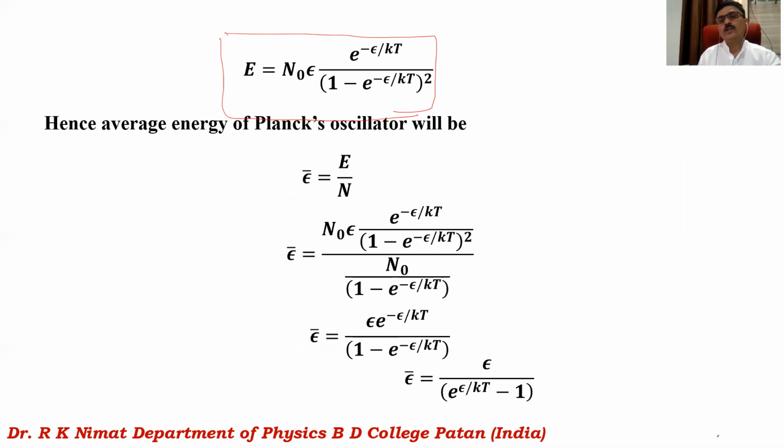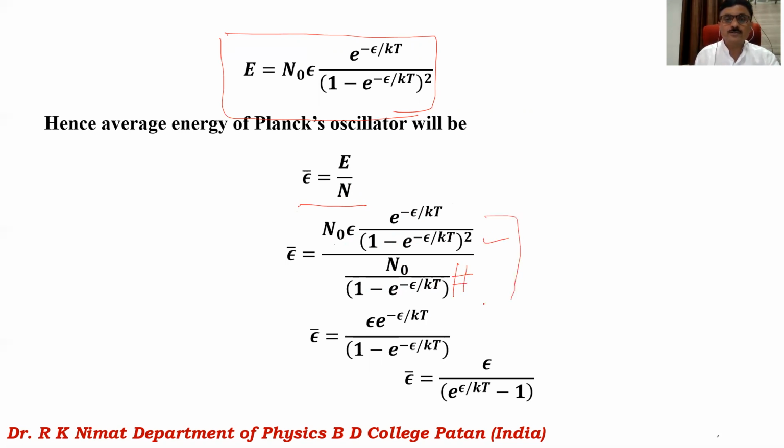So in this way, we have calculated the total number of oscillators, and we have calculated the total energy of all oscillators. So the average energy will obviously be given as total energy divided by the number of oscillators. So the average energy of a Planck oscillator will be ε-bar = E/N. We have calculated the value of E as n0 ε e^(-ε/kT) / [1 - e^(-ε/kT)]², and the number of oscillators we have calculated as n0 / (1 - e^(-ε/kT)).